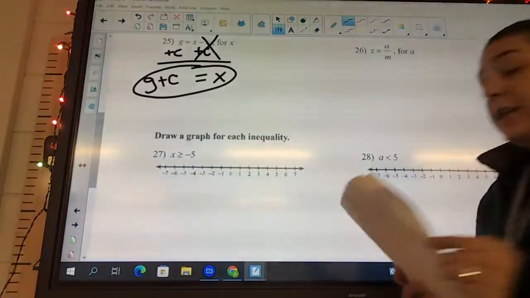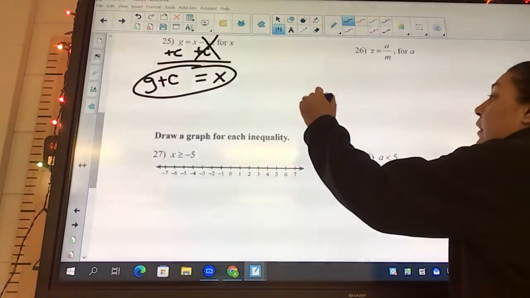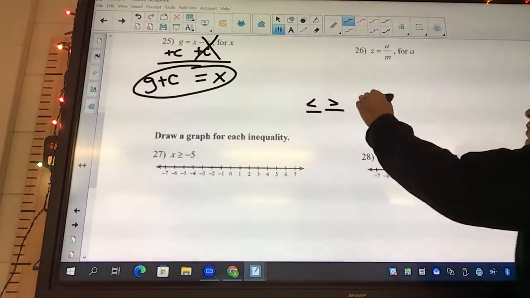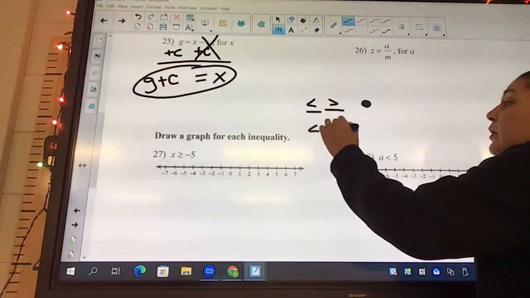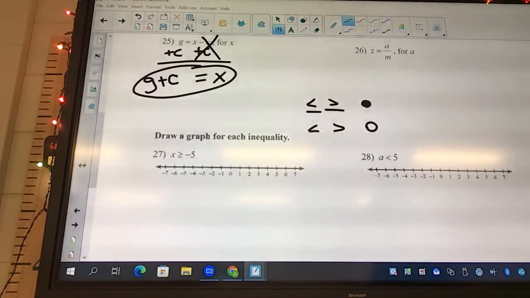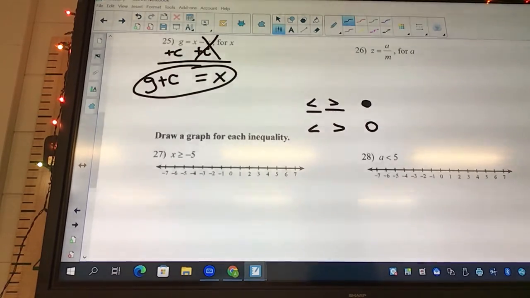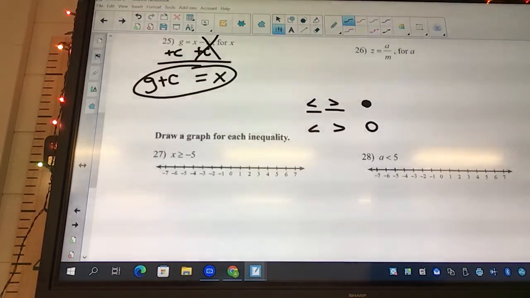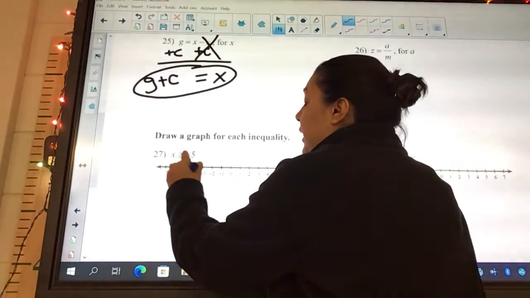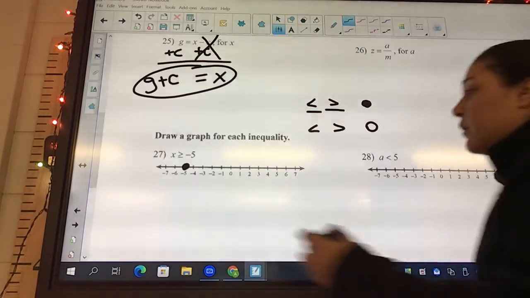Okay, draw a graph for each inequality. So I'm going to put a couple of notes on here. Is this open or closed? Closed. And this one, is it open or closed? Open. I think that's about all the notes that you're going to need other than the compound ones. On the negative 5, should it be open or closed? Closed. And this says X is what? Greater. So which way are we going to go? To the right. Good.